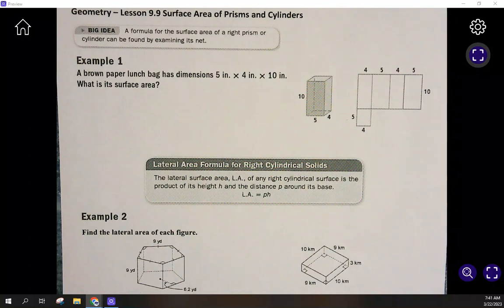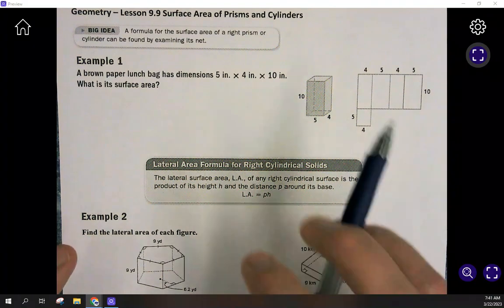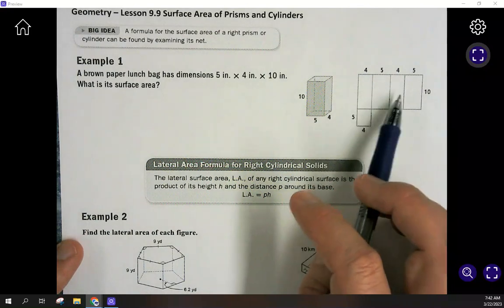This is geometry lesson 9.9, surface area of prisms and cylinders. So a formula for the surface area of a right prism or cylinder can be found by examining its net. So we're going to talk quickly about nets. That's what we see displayed here on the right.